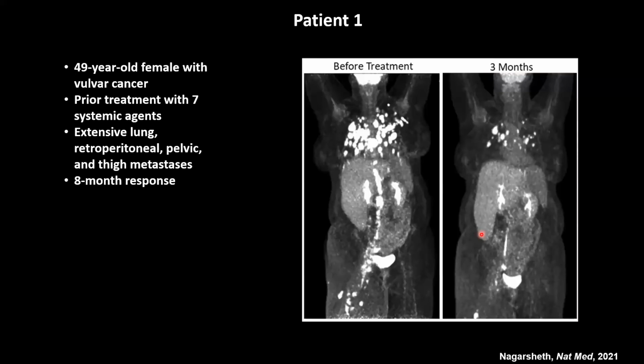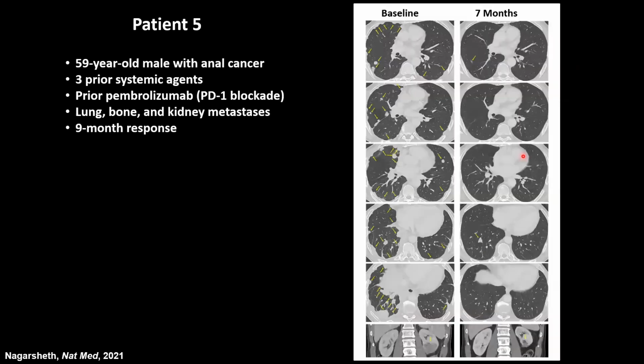So this is the first patient we treated. She was a 49-year-old woman with vulvar cancer. She had previously received 7 agents. She had the disease shown here with these many lung nodules. This is all retroperitoneal, right pelvic and right thigh disease. She received a single infusion of cells, and many of these tumors completely went away. She ultimately ended up with an 8-month response.